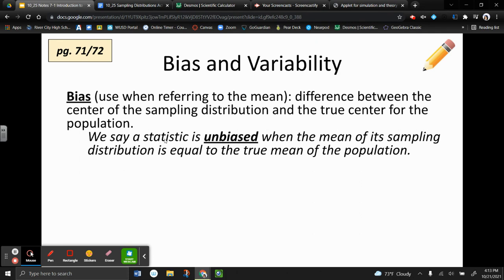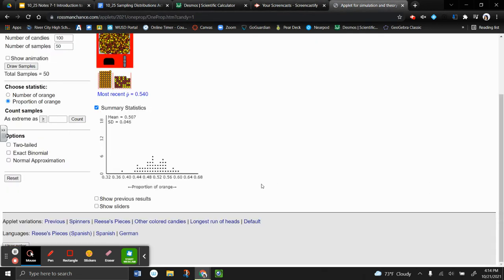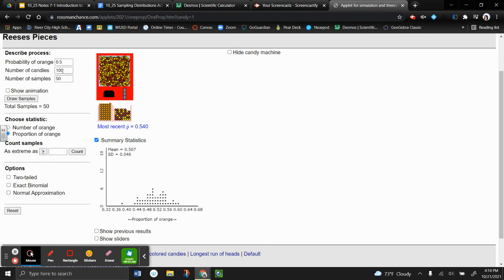So we say that a statistic is considered unbiased when the mean of its sampling distribution is equal to the true mean of the population. So if we go back to our simulation, here I ran the simulation with a sample size of 100. I took 50 samples, and here's my distribution.